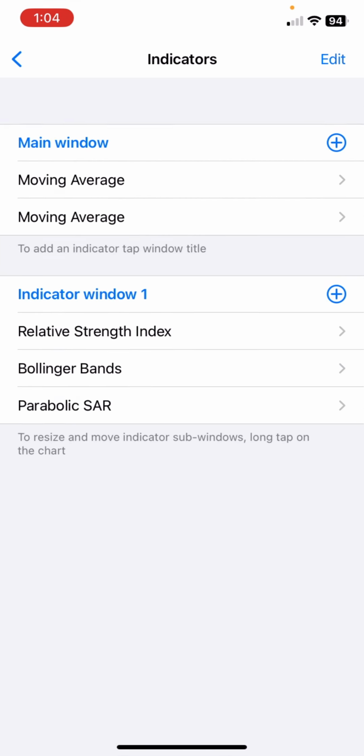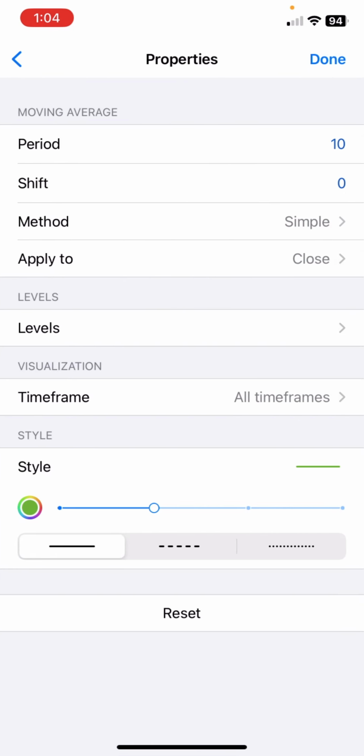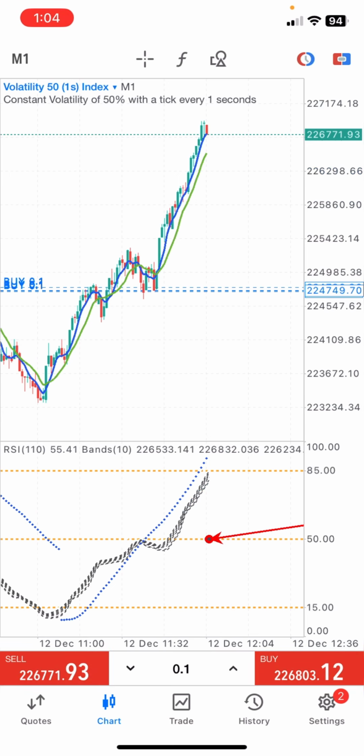The next indicator we are going to be adding is also going to be the moving average. Click on the plus as well, search for moving average and click on it. Now these are the properties for the second moving average. Period is 10, shift is 0, the method is simple, apply to close. I'm using the green color; choose a color of your choice.